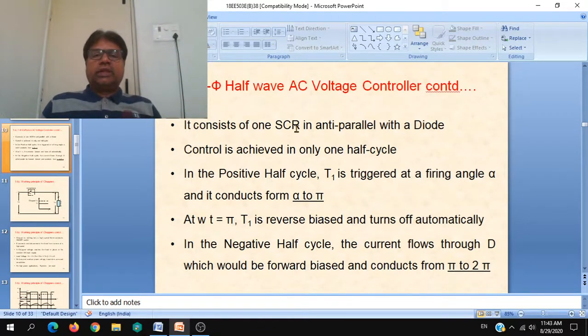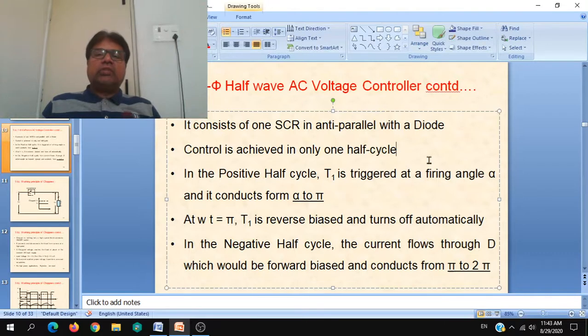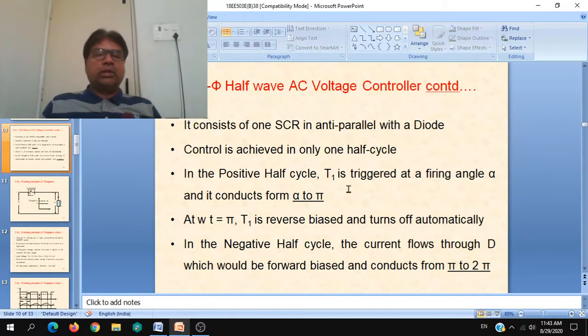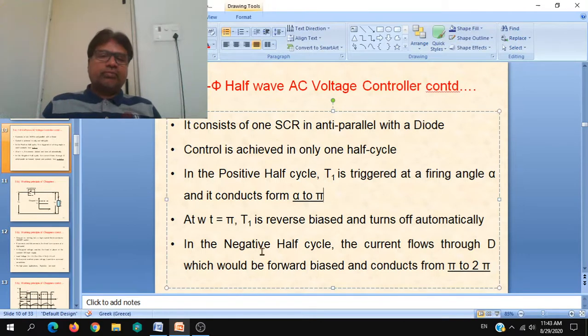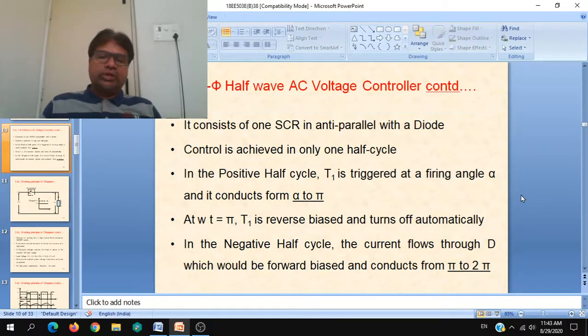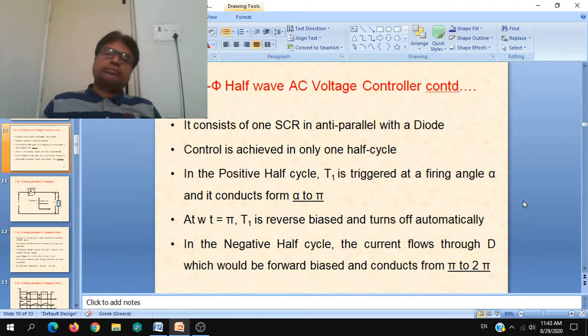It consists of one SCR in anti-parallel with a diode. Control is achieved only in one half cycle, either positive or negative. It is up to you. In the positive half cycle, T1 is triggered at a firing angle of alpha. It conducts from alpha to pi. At omega t equal to pi, T1 will be reverse biased and turns off automatically due to the zero crossover and negative voltage applied. In the negative half cycle, the current flows through D, which is forward biased and conducts from pi to 2 pi.